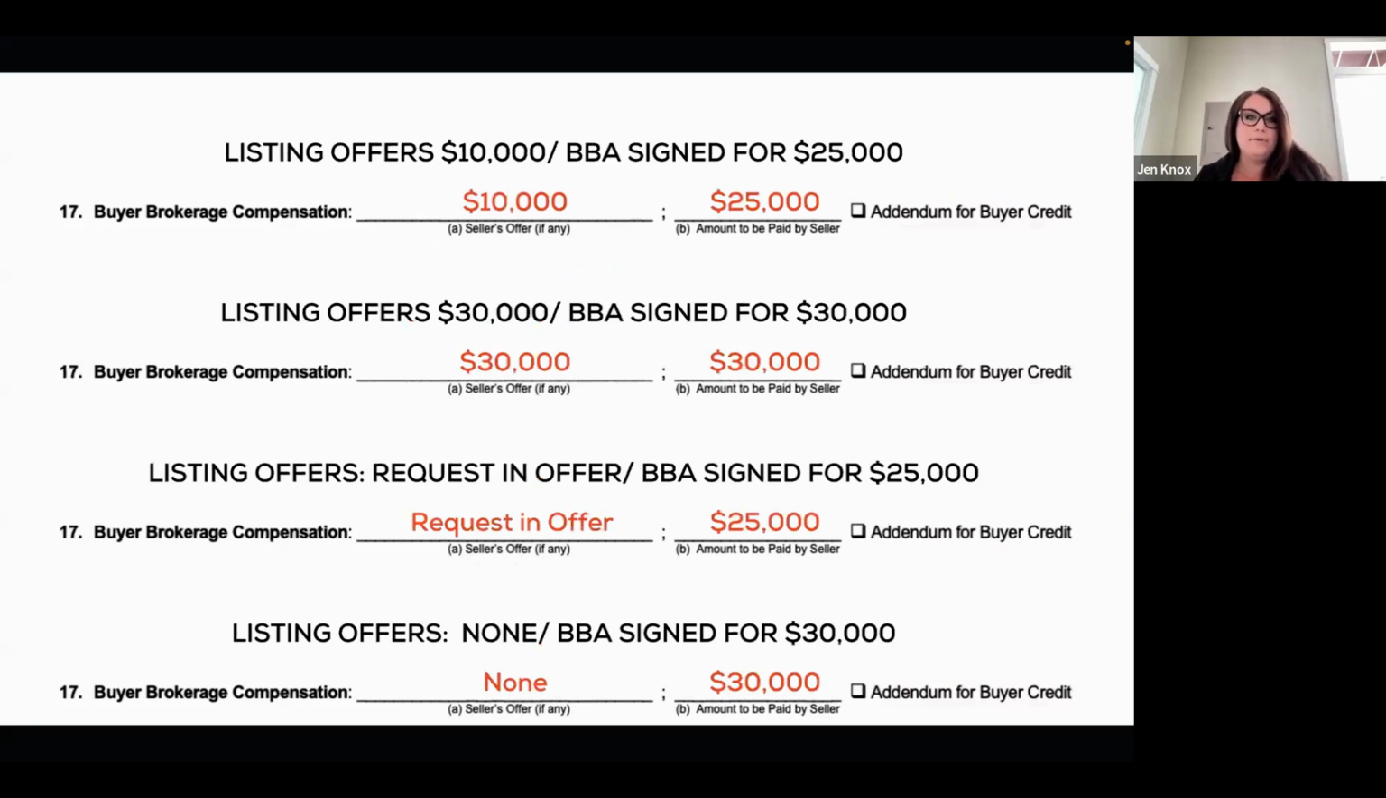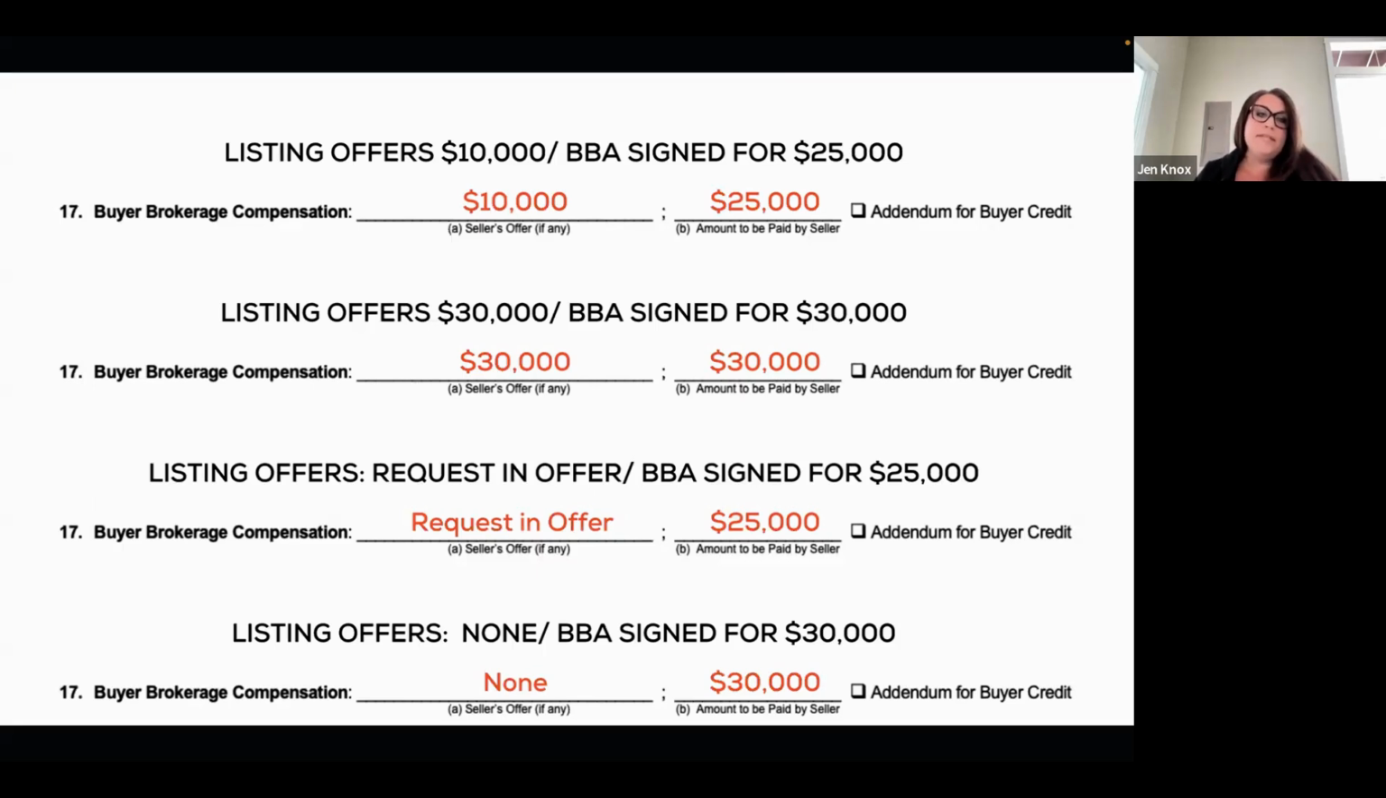So here are some examples. Number one, the listing offers $10,000 and you have a buyer agreement for $25,000. In this situation, what this line means is the seller's offering 10 and you're asking the seller to pay 25. That payment of 25 is going to go to you because there's no addendum for a buyer credit. So you're asking that seller to pay you as the agent the remaining part of the compensation to equal 25,000.